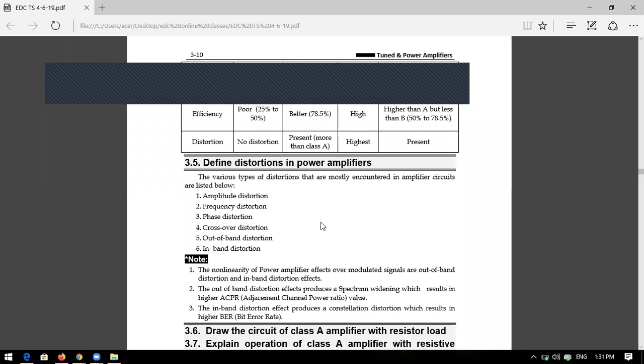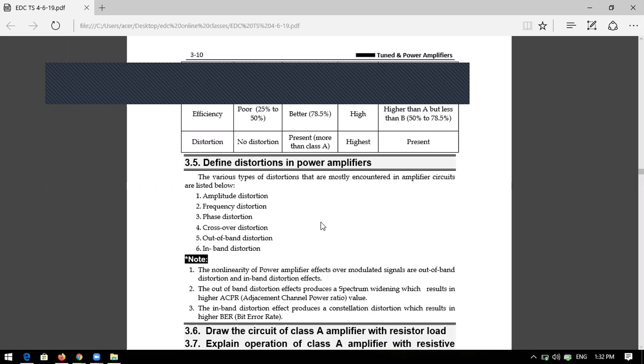If the distortion is present in the frequency, that is, the power amplifier output frequency is somewhat distorted, then you can call it frequency distortion. That means it is different from the frequency of the input signal. Is it clear? If the amplitude at the output of the power amplifier is different from the amplitude of the input signal, it is amplitude distortion. If the frequency of the output is different from the input frequency, it is frequency distortion.